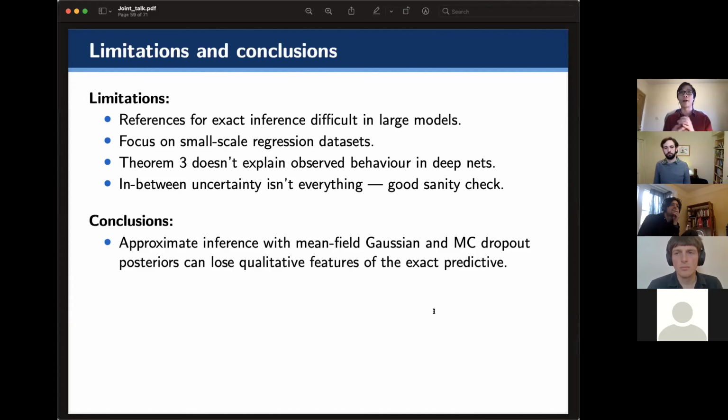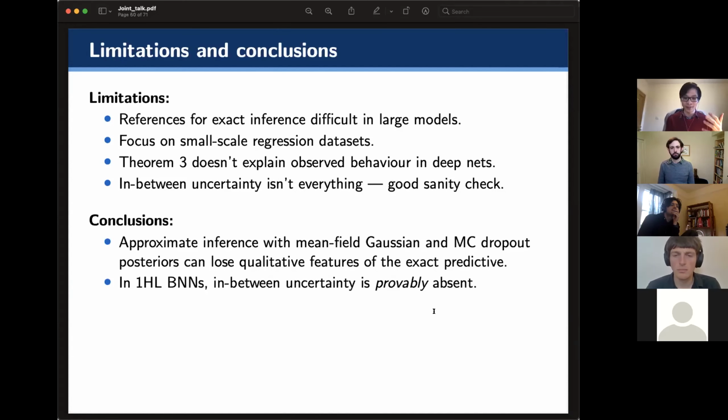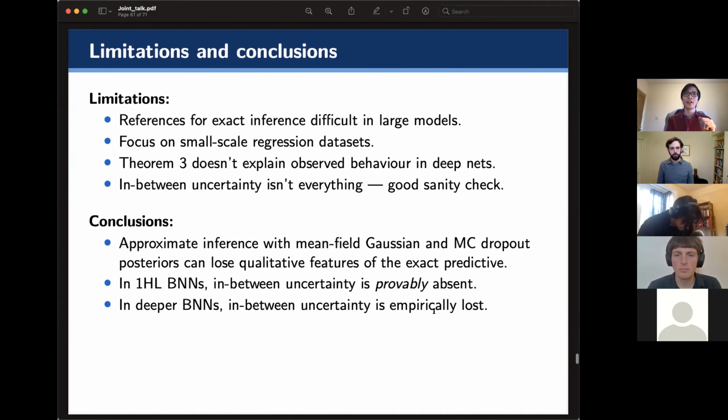And so just to reiterate our conclusions, approximate inference with mean field Gaussian and MC dropout posteriors can lose qualitative features of the exact predictive when you do inference. In 1 hidden layer BNNs, in-between uncertainty is provably absent because of theorems 1 and 2 that I mentioned. In deeper BNNs, in-between uncertainty is empirically lost, but we're not entirely sure why, because theorem 3 states that good approximate posteriors should exist in some sense, at least.